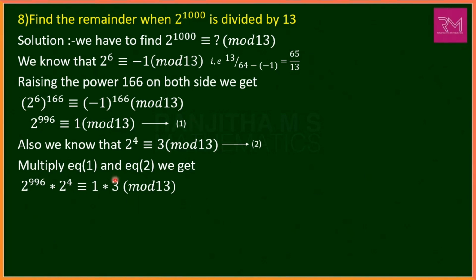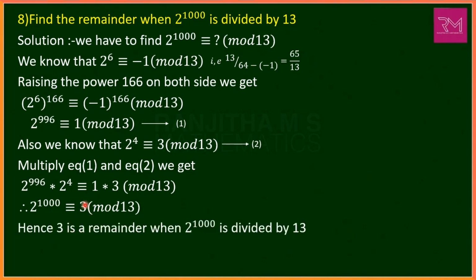From equation 1 and equation 3, we can multiply both equations. We get 2 power 996 into 2 power 4 is congruent to 1 into 3 mod 13. On the left hand side, the bases are the same, so if we add the powers, we get 2 power 996 plus 4, which is 1000, congruent to 1 into 3, which is 3 mod 13. Therefore, we can conclude that 3 is the remainder when 2 power 1000 is divided by 13. This completes the problem. Here we can take any value so that finally we get a value which is congruent to some value under mod 13.